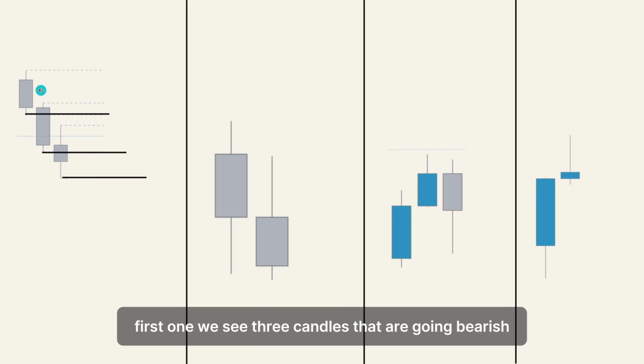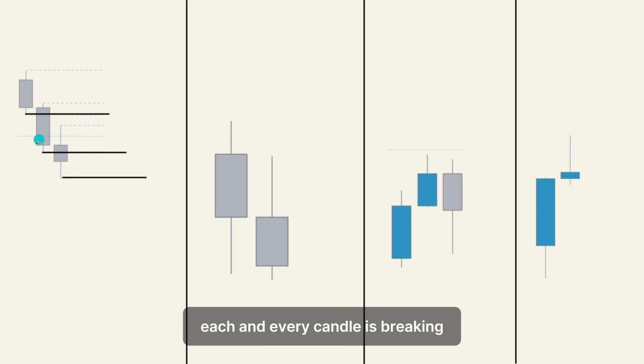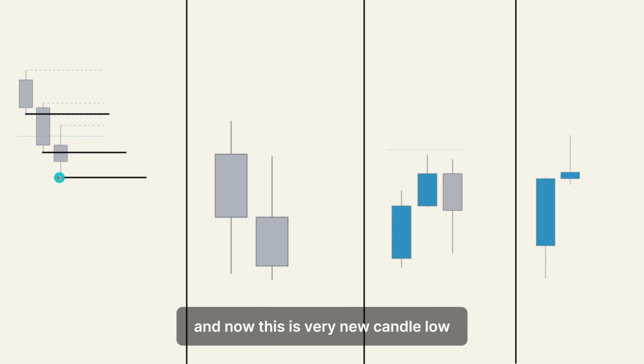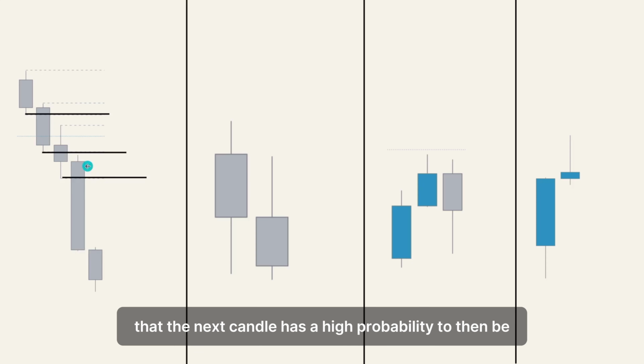First one, we see 3 candles that are going bearish, okay? Each and every candle is breaking the previous candle's low. As you can see, this candle low has been broken. This candle low has been broken. And now this very new candle low, using historical data, what can we then conclude? That the next candle has a high probability to be a bearish candle.